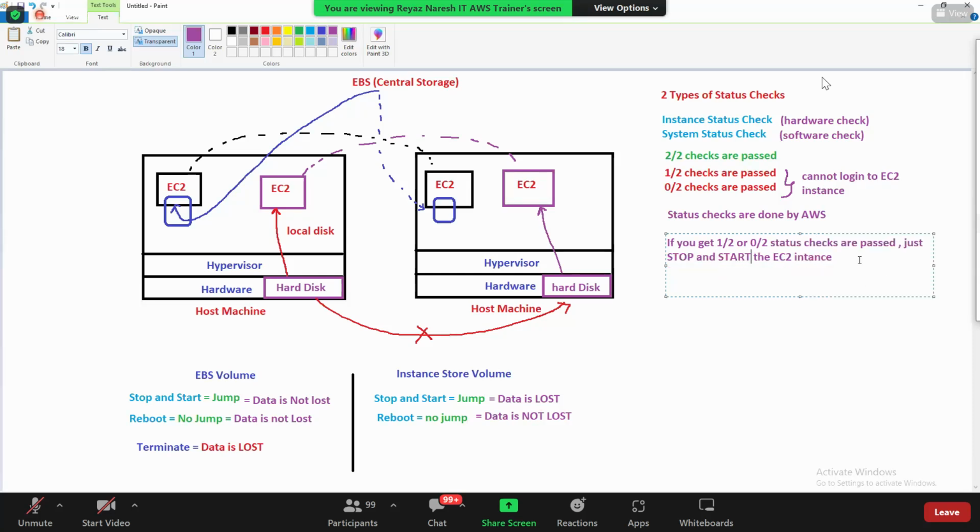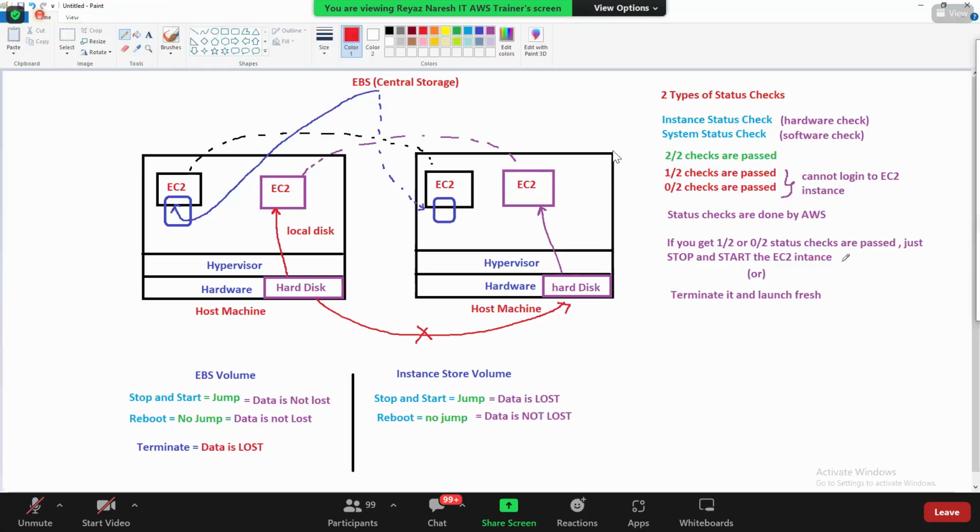This is the recommended one. If it is a fresh machine, just stop and start will work. But another solution is to terminate it and launch fresh. But I would vote for which one? Yes, this one. Is it clear till here, everyone?